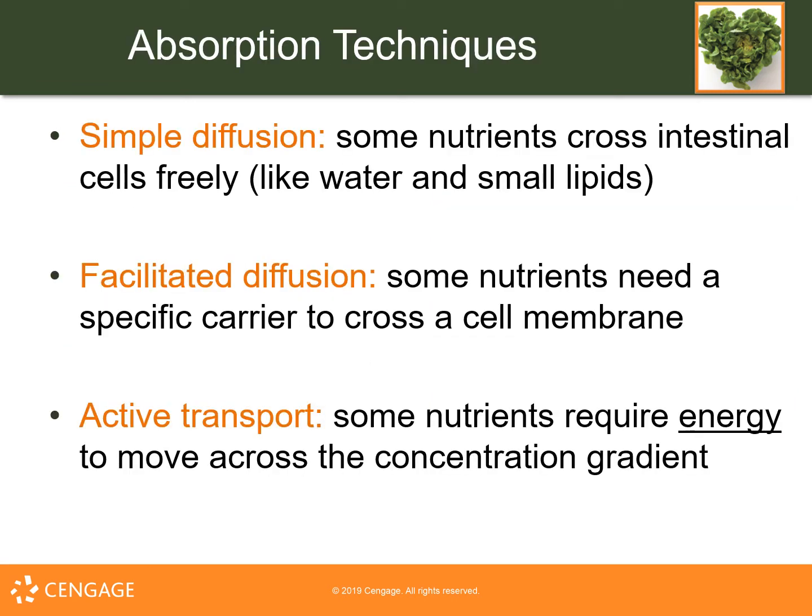So simple diffusion, some nutrients cross intestinal cells freely, like water and small lipids. Facilitated diffusion, some nutrients need a specific carrier to cross a cell membrane. And active transport, some nutrients require energy to move across the concentration gradient. So simple diffusion, we're thinking things move very freely. Facilitated diffusion specifically needs a carrier, and active transport requires energy.